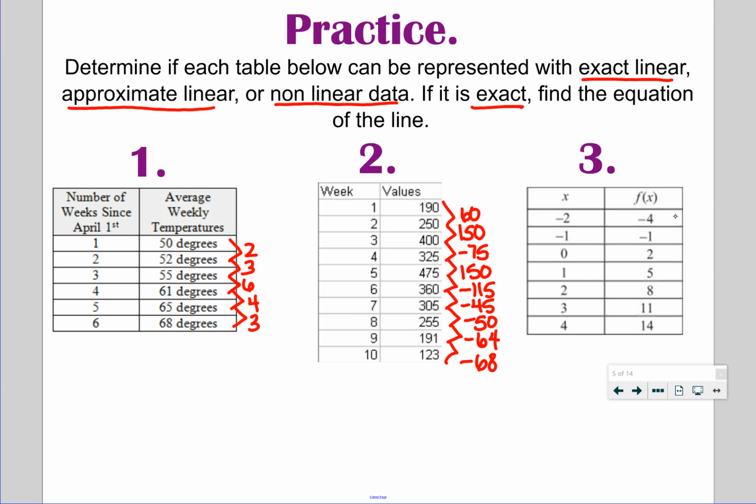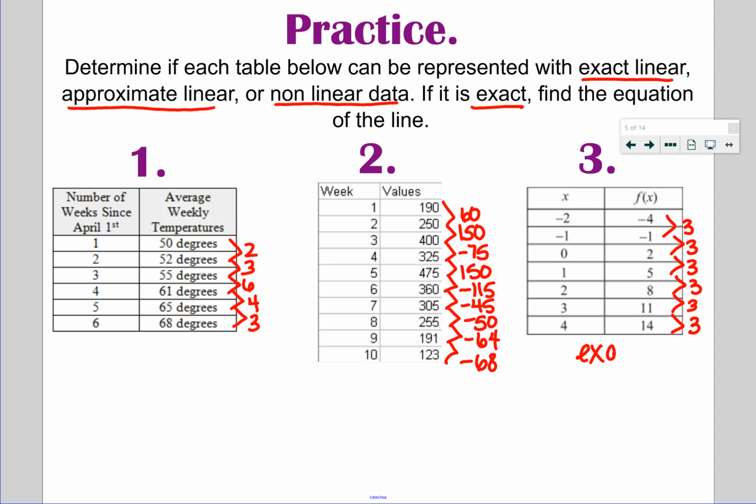First differences for the last one, 3, 3, 3, 3, 3, 3. All right, so if you're looking for the one that is exact linear, that's number 3. Those are all the exact same set of first differences.